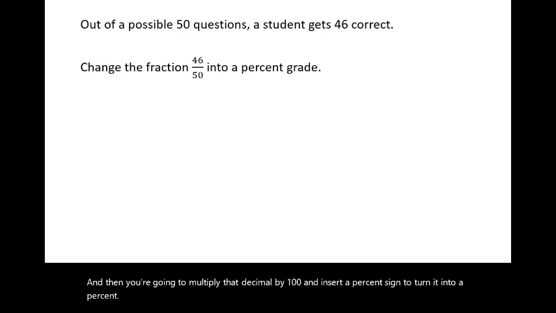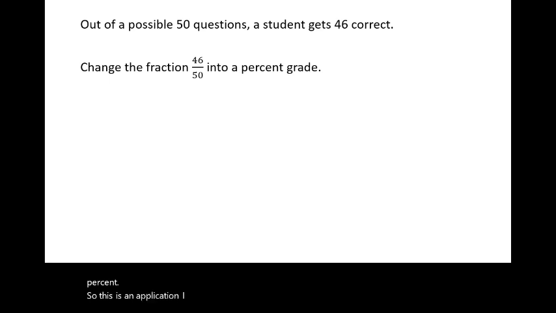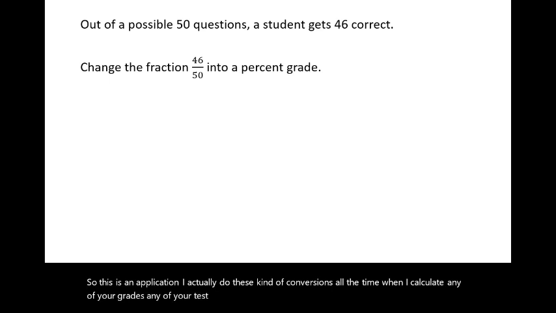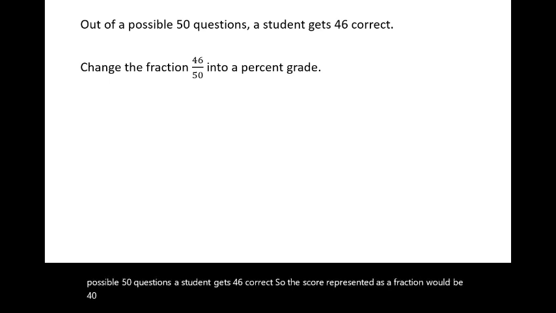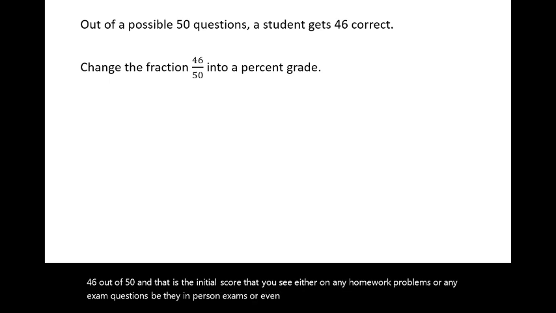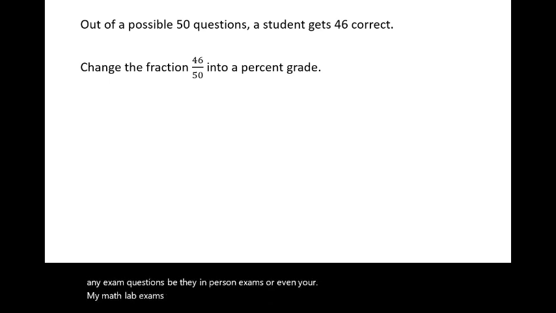So this is an application. I actually do these kinds of conversions all the time when I calculate any of your grades, any of your test grades, back when this class met in person. So let's say out of a possible 50 questions, a student gets 46 correct. So the score represented as a fraction would be 46 out of 50, and that is the initial score that you see either on any homework problems or any exam questions, be they in-person exams or even your MyMathLab exams. The score is going to be first represented as a fraction. Then that fraction is going to be turned into a percent grade.